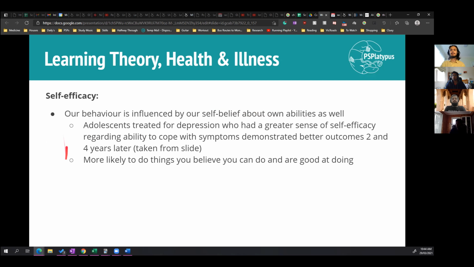For example, adolescents treated for depression with a greater sense of self-efficacy to cope with the symptoms demonstrated better outcomes 2 and 4 years later. That's taken straight from the slide we were given, but I feel it's a very good example of how your perception of your own ability changes your outcomes. So if we can instill self-efficacy into our patients, we can probably improve outcomes.